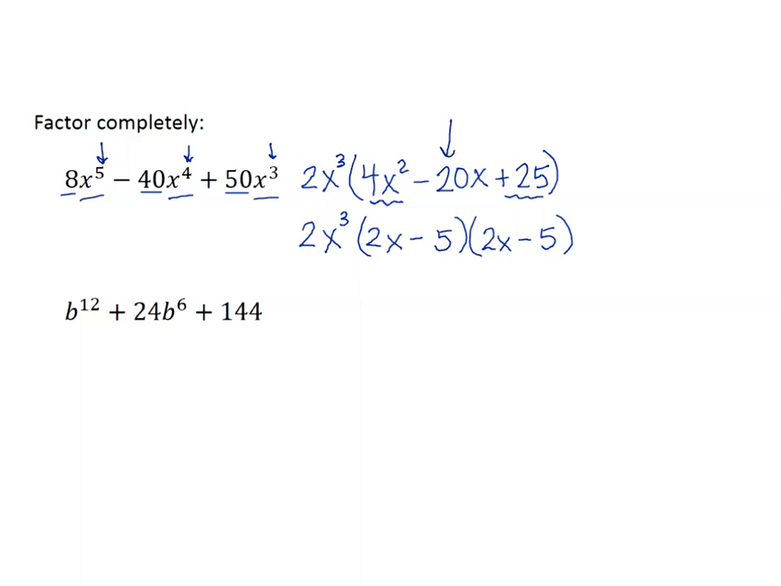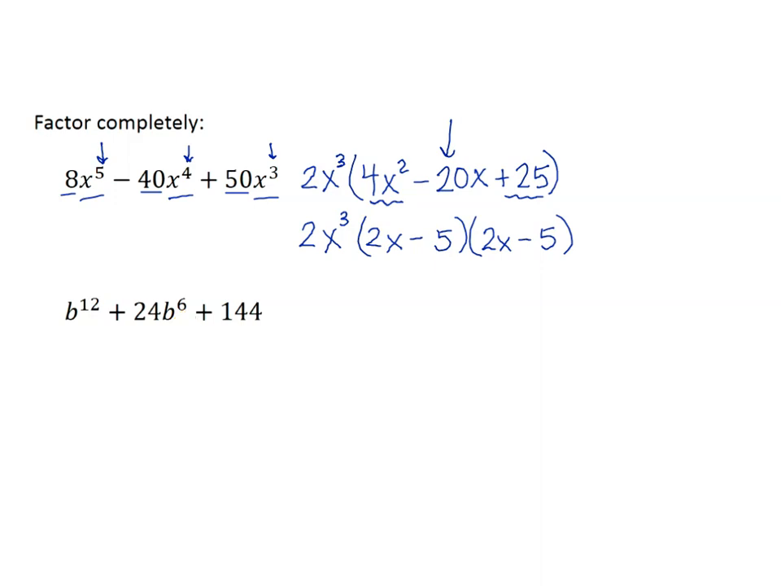Now I'm going to factor it into two binomials. So let's look at our pattern. Let's see if we have one. b to the 12th is a perfect square and it's positive. 144 is a perfect square and it's positive.